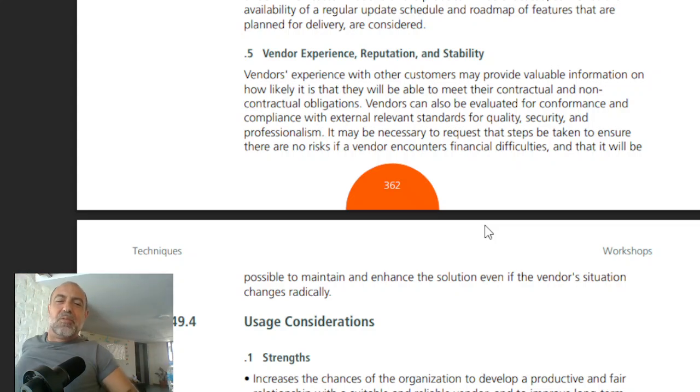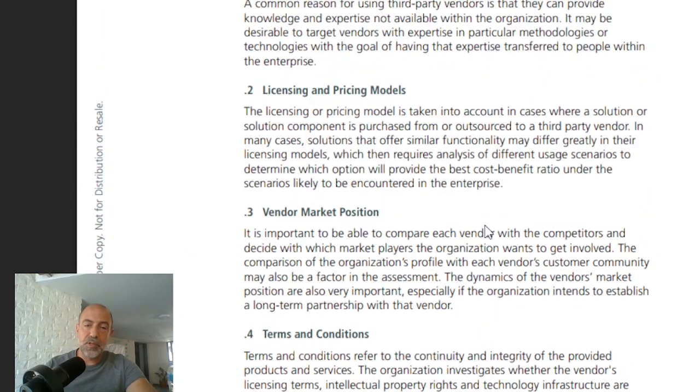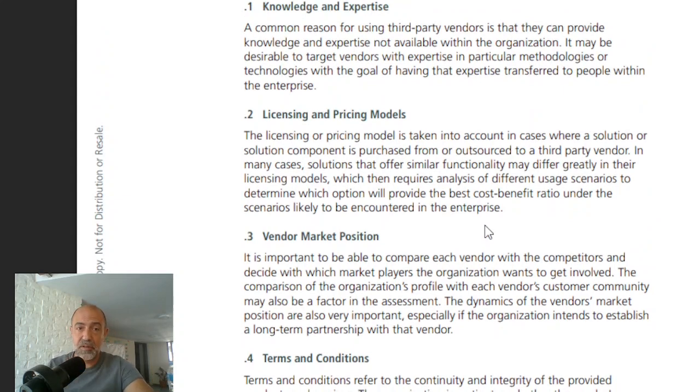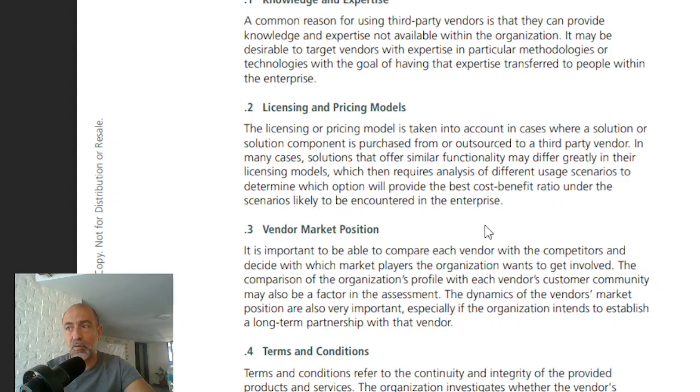All right, so it's just a lot of words, man. These are real lawyers. Knowledge and expertise: does he know what he's doing? Is he an expert in his field? Licensing and pricing models: are we able to work with them based on the prices we have, the models we have?